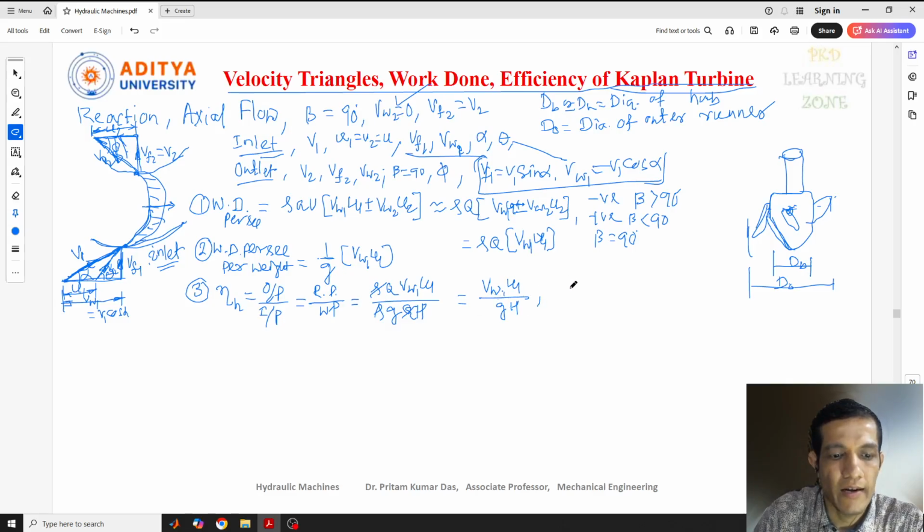Overall efficiency can be calculated as shaft power divided by water power. Similarly, mechanical efficiency we can calculate, that is shaft power by runner power. So anyway, these are the equations for work done and efficiency. Along with that, to design the Kaplan turbine, we need some other terminologies. I'll tell you one by one.